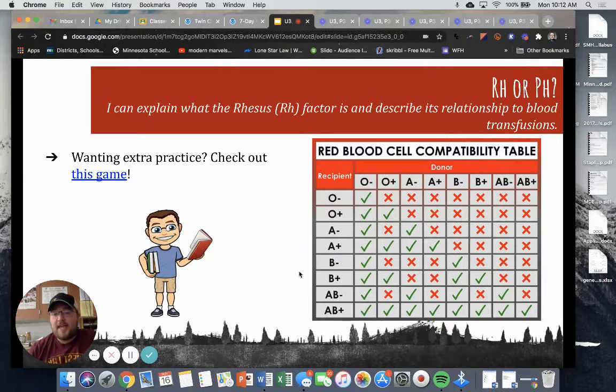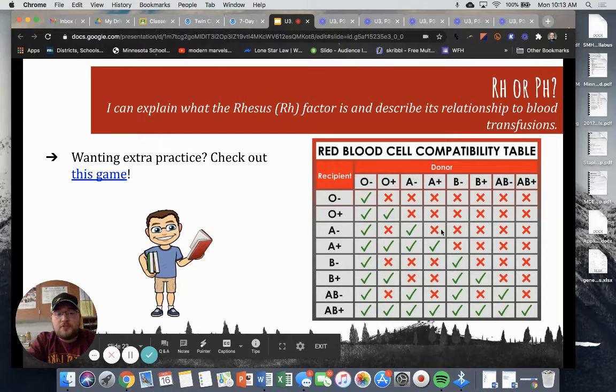So I'm going to link a game on Google Classroom if you are interested in playing that. But if you're wondering what type of donor and recipient you can be for your specific blood type, there's a handy dandy little chart. So if I were to donate blood, I could donate safely to an A positive or an AB positive, but I would not be able to donate to anybody else. But if I'm the recipient, I can receive from O negative, O positive, A negative, and A positive.